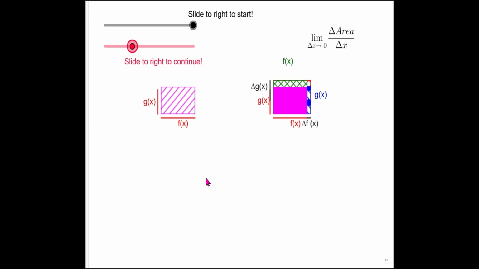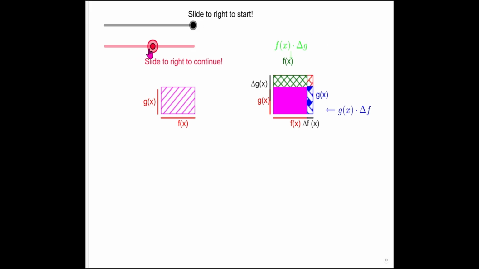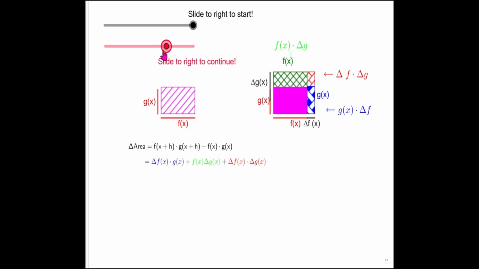The 4 rectangles have areas f times g, which is the area of the original rectangle, delta f times g, f times delta g, and delta f times delta g. Therefore, the change in area, which is the new area minus the old area, is going to be just these 3 rectangles, which are delta f times g, f times delta g, and delta f times delta g.